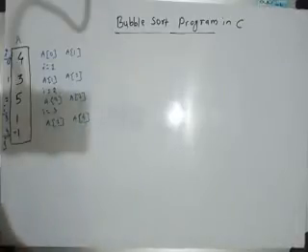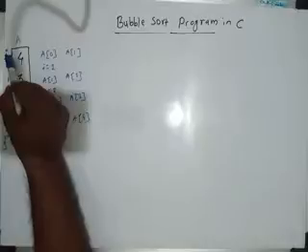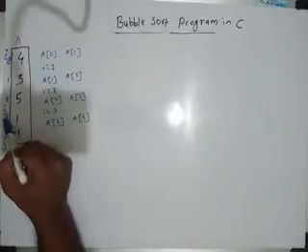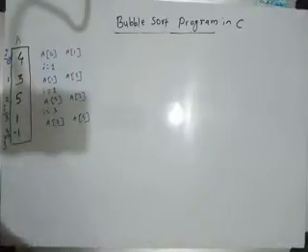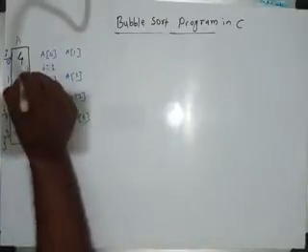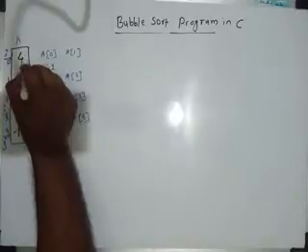That means I'll start my I at 0 and bring my I till this J minus 1 position. And at the J minus 1 position, I'll be performing the last comparison, right? So let me write the array at the end of this pass.